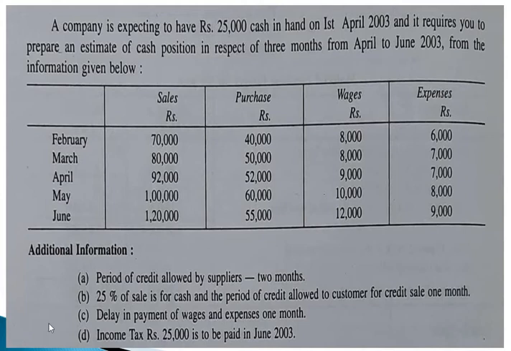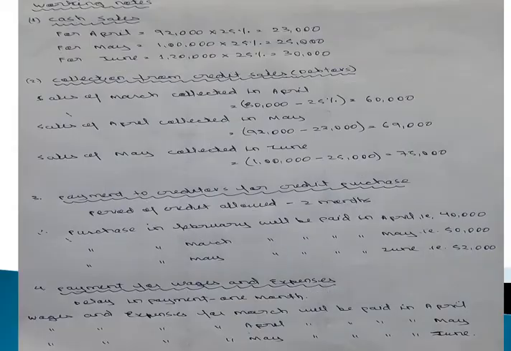Now let us look at the working notes. Working note number one is for cash sales. For April, the sales is 92,000. So 25% is cash sales, so it comes to 23,000. Then for the month of May, the total sales is 1 lakh, and 25% of 1 lakh is 25,000. Then for the month of June, the total sales is 1 lakh 20,000. Out of it, cash sales at 25% will be 30,000.